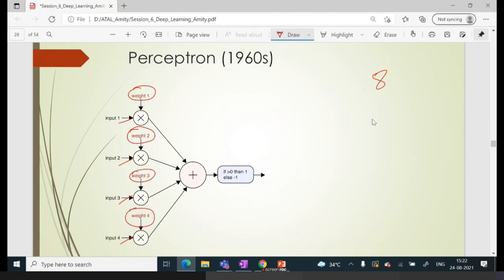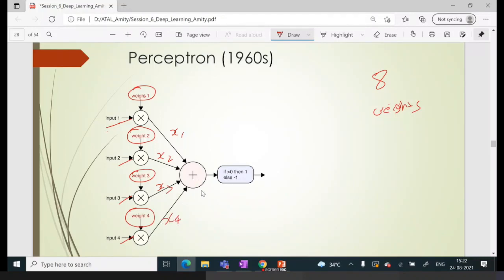They are called weights. Now what you are going to do is multiply your input with weights. This input is this much important. So multiply both of them and you will get one number here, let's say x1. Similarly, here you will multiply input 2 with weight 2. You will get x2, then x3 and x4.